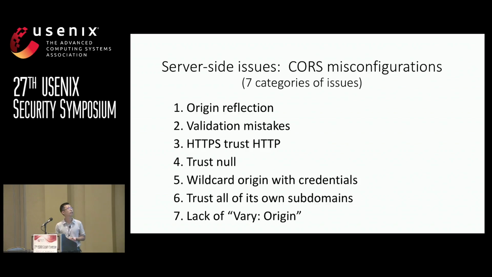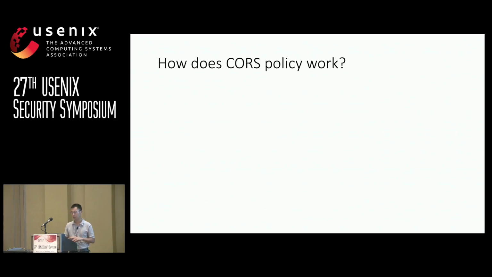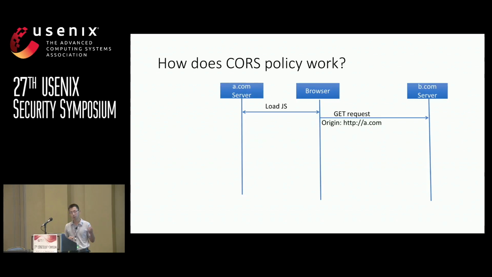Then we talk about server-side issues. We found 7 types of server-side issues. Here, we only talk about 3 of them. First, we look at how CORS policy works. For example, when B.com wants to share data with A.com, it can configure the CORS policy to be access control allow origin A.com.